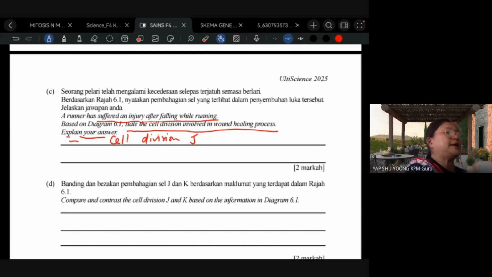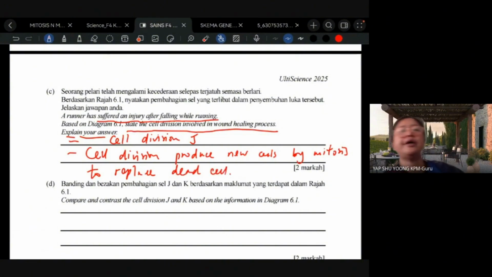Explain, 2 marks. Cell division produces new cell by mitosis to replace that cell. Okay, to replace that cell.